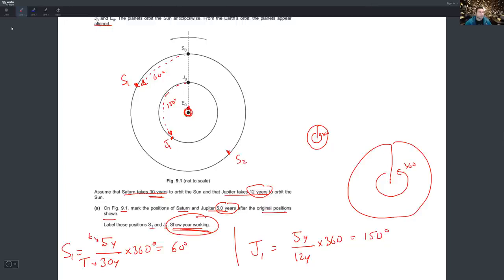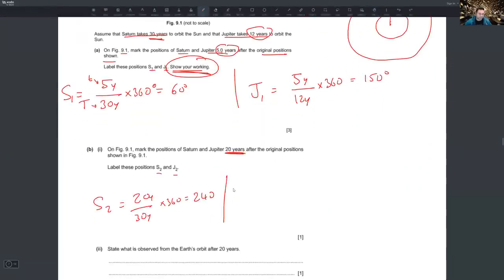Then J1, I mean J2. So it's 20 years out of 12 years. This means that Jupiter will finish one loop and then move a bit more. So it finishes one full orbit, and then it moves a little bit more. How much more? We don't know. But we say times 360, which is 600. Of course, I don't know what 600 means, so we say minus 360.